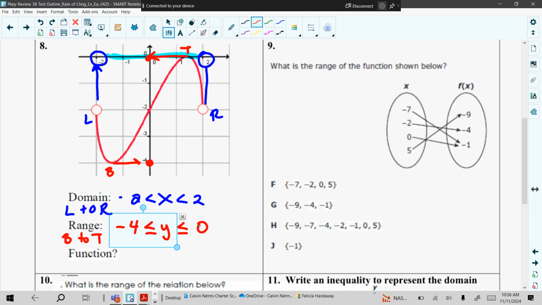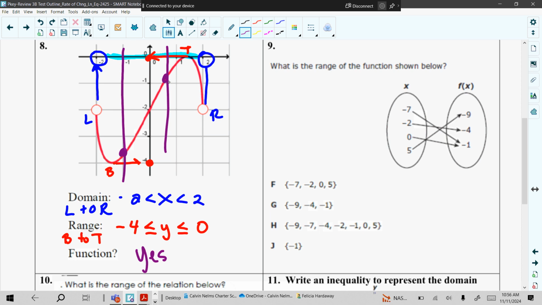Yes. Would this graph be a function? Yes. The answer is yes. Okay. Because no matter where I draw a vertical line, it's only going to touch it once. It's not going to touch it twice or more.